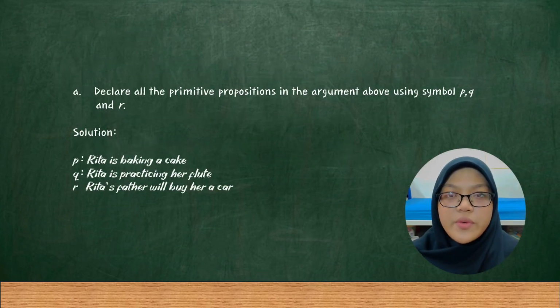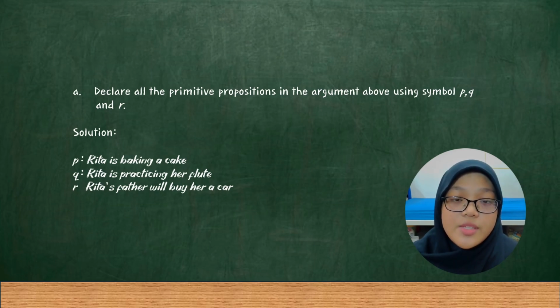The argument says Rita is baking a cake. If Rita is baking a cake, then she's not practicing her flute. If Rita is not practicing her flute, then her father will not buy her a car. Therefore, Rita's father will not buy a car. The question is asking to declare all the relative propositions in the argument above using symbols P, Q, and R. From that, we need to identify the primitive propositions. We can say that P is Rita is baking a cake, Q is Rita is practicing her flute, R is Rita's father will buy her a car.